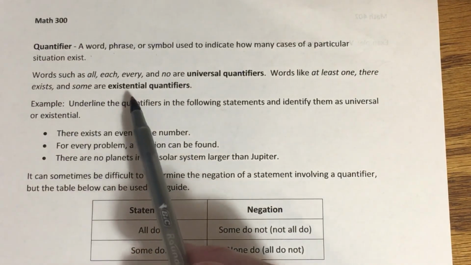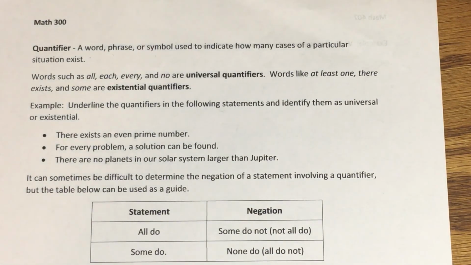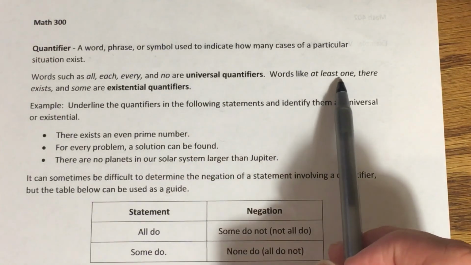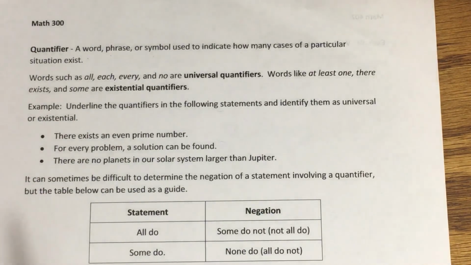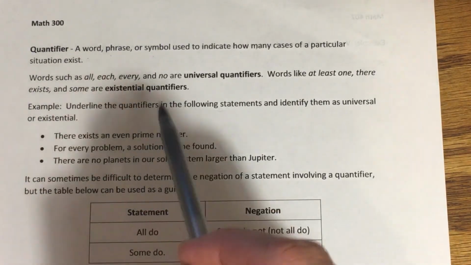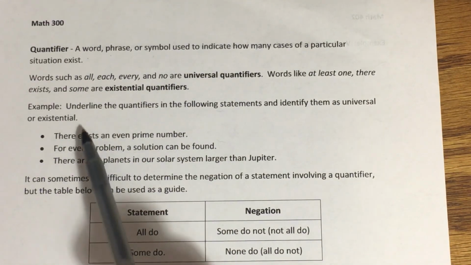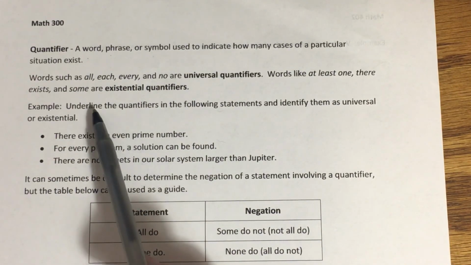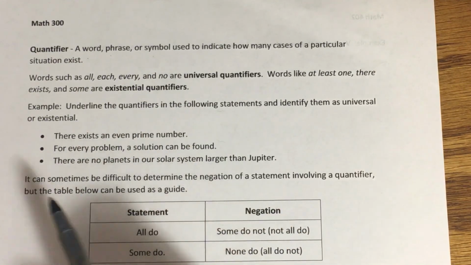Those are examples of universal quantifiers. Existential quantifiers are quantifiers that indicate that we're looking at one or possibly more of a particular case. And we denote those by words like at least one, or there exists, or some. Those are examples of existential quantifiers. Those are words, but we also call them quantifiers. So here's an example where we want to work with these a little bit. We want to underline the quantifiers in the following statements and identify whether they're universal or existential.